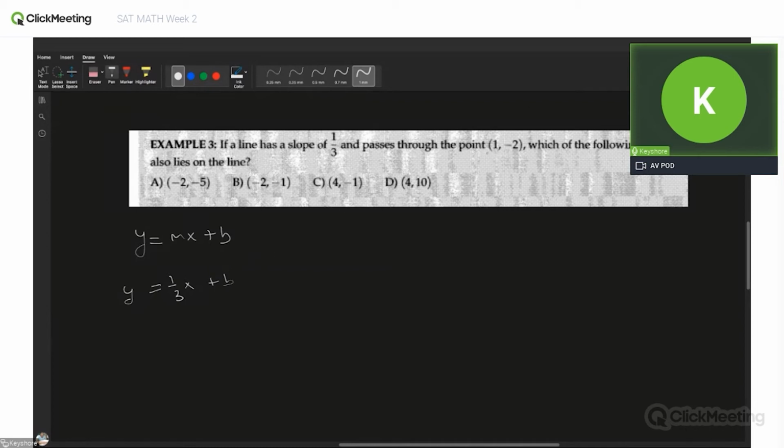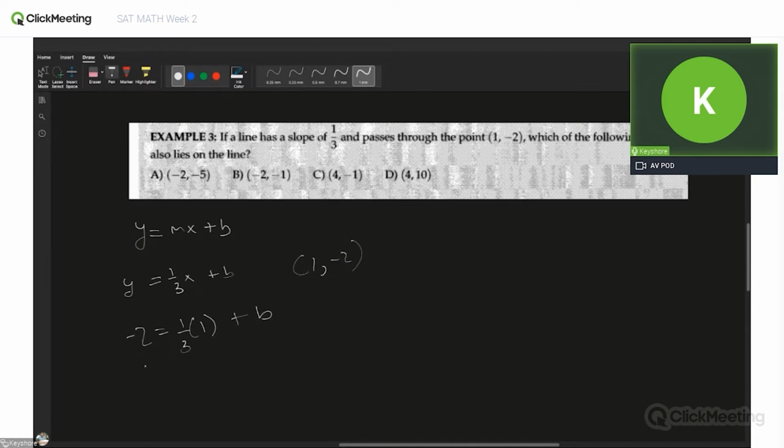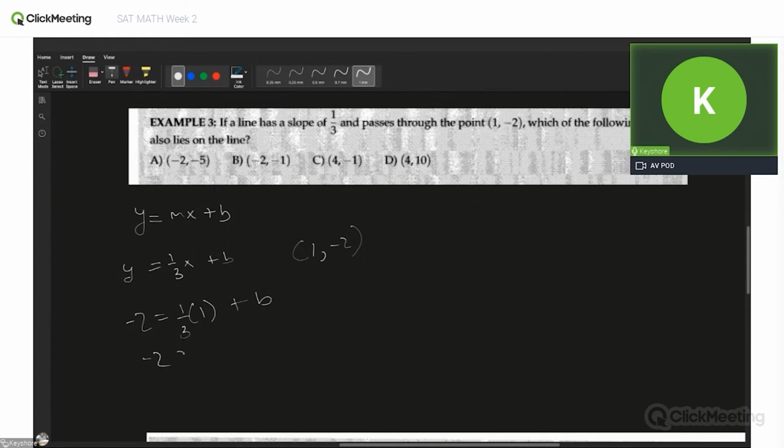So y equals 1/3 x plus b. To solve this, we plug in the values that we are given, which is 1 and -2. So plug in -2 for y, equals 1/3 of 1, because that's the x, plus b. This tells us that -2 equals 1/3 plus b. When we subtract, -2 minus 1/3, we get -7/3 is equal to b. So our equation now is y equals 1/3 x minus 7/3.